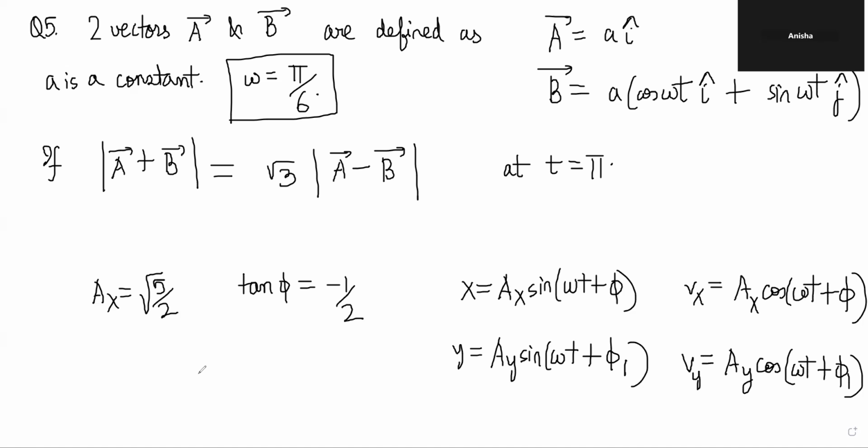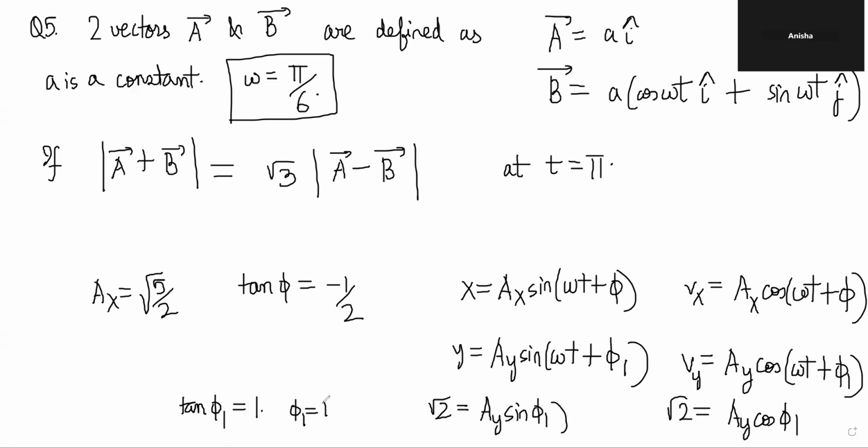And now from the data, at t equal to 0, position was root 2, right? Root 2. So Ay sine phi 1, and velocity was also root 2. So Ay cos phi 1, right? Yes, sir. So you are getting clearly tan phi 1 is 1. When you divide, you are getting tan phi 1 is 1. So phi 1 is pi by 4, right? Yes, sir. And then you put here 1 by root 2, Ay is coming as 2, right? Yes, sir. Ay is 2.